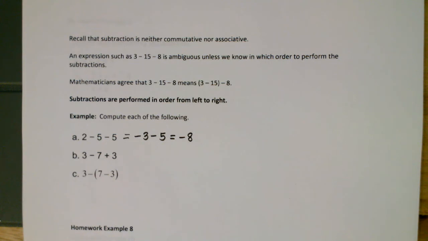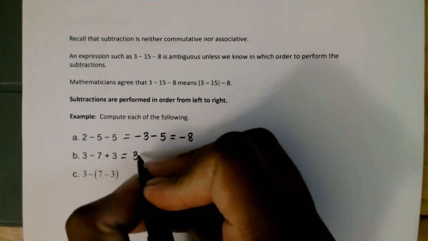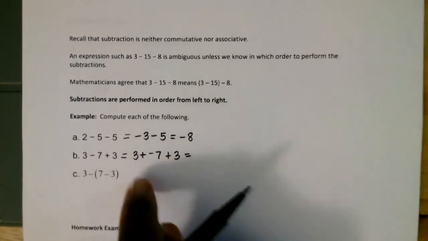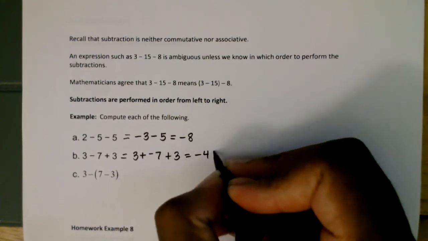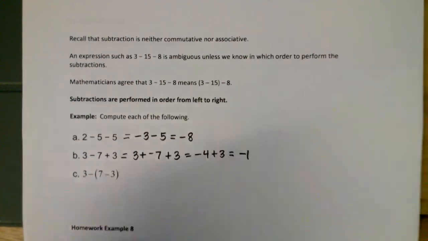So think of 2 minus 5 as 2 plus negative 5, and then the minus 5 would be plus negative 5. And just go from left to right. You should get negative 8. All right, and now 3 minus 7 plus 3. Think of this as 3 plus negative 7 plus 3. Going from left to right, 3 plus negative 7 would be negative 4. Negative 4 plus 3 would be negative 1.